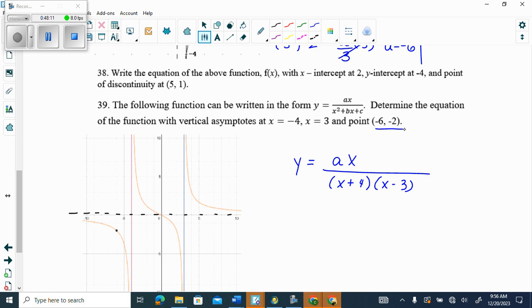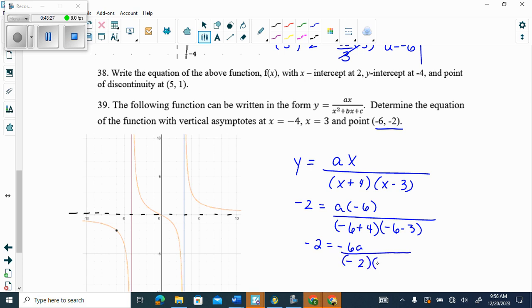Here's the point. So I get -2 equals A times -6 over (-6 plus 4)(-6 minus 3). -2 equals -6A over (-2)(-9). Okay, negatives. -2 equals -6A over 18. You multiply 18 up if you want.